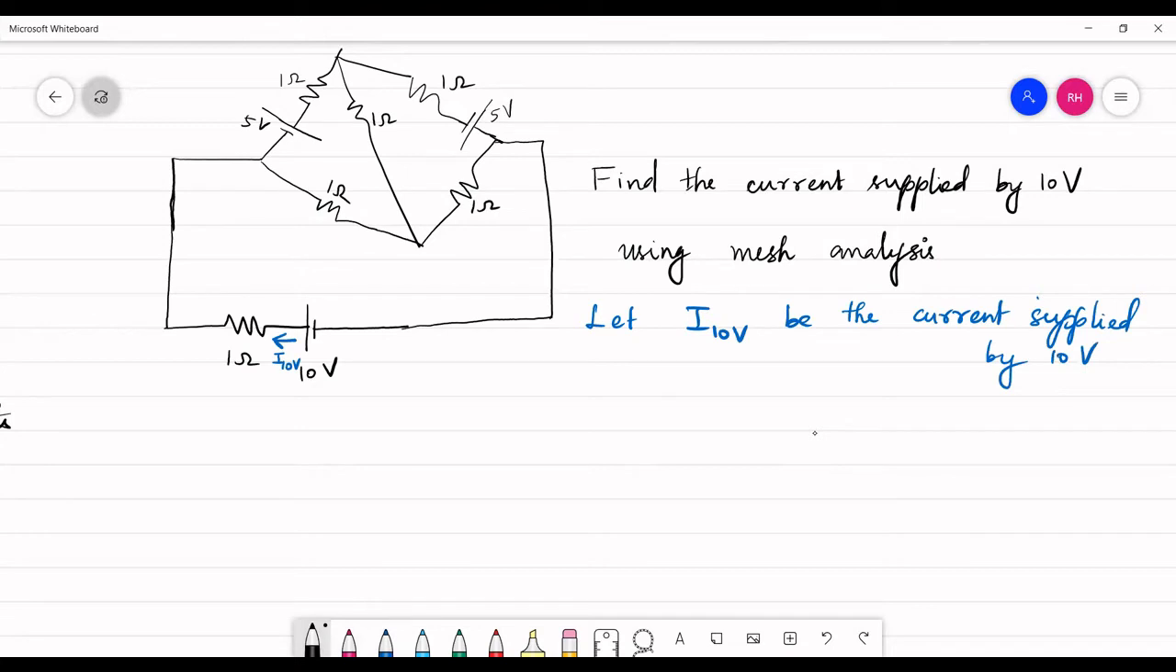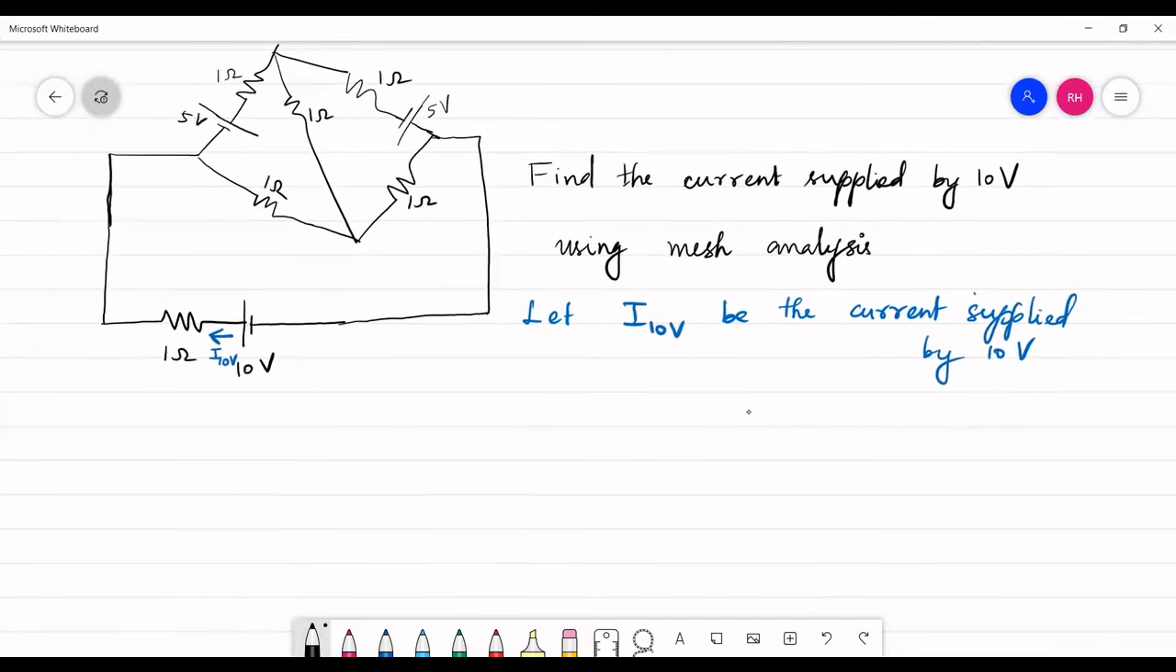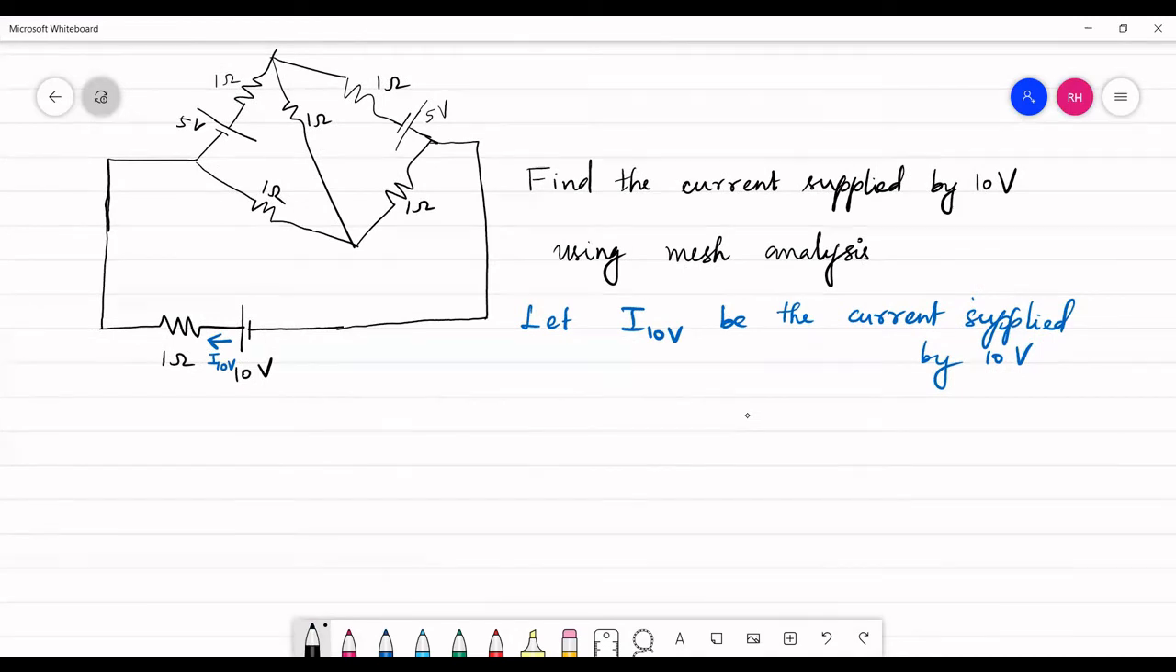And now let me start with the problem. So here it is said we are supposed to go for mesh analysis to arrive at the solution, right? So first, let us check how many meshes we have. So altogether we have 3 meshes. So I write number of meshes is equal to 3.